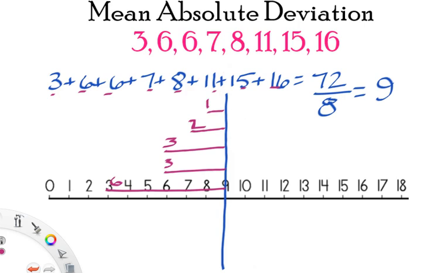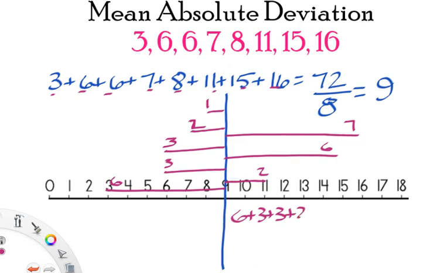Then on this side, from 9 to 11, that's 2 steps. 9 to 15, that's 6 steps. And 9 to 16 is 7 steps away. So what we have now is we're going to find the average of all of these values. So 6 plus 3 plus 3 plus 2 plus 1 plus 2 plus 6 plus 7. Add those up and we get 30.